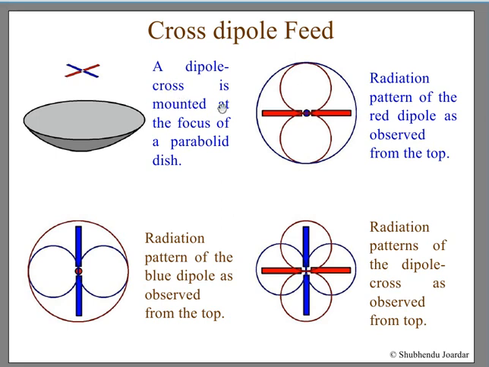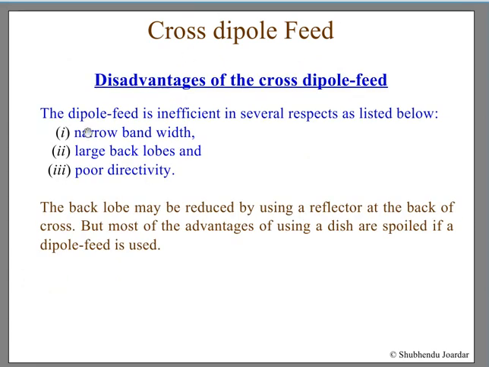So I'll just read it. A dipole cross is mounted at the focus of the paraboloid dish. This is the radiation pattern of the red dipole, this is the radiation pattern of the blue dipole, and this is the combined radiation pattern. So the disadvantages are narrow beam width, large back lobes, and poor directivity. The back lobe may be reduced by using a reflector at the back, as I just now said, but most of the advantages of using a dish are spoiled if a dipole feed is used.